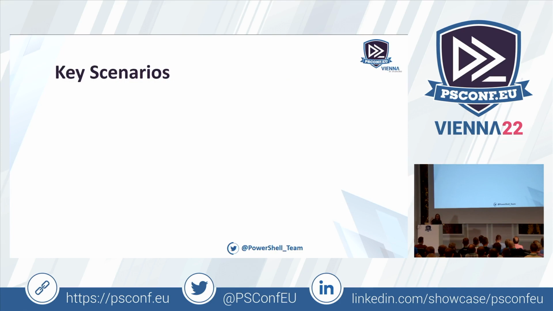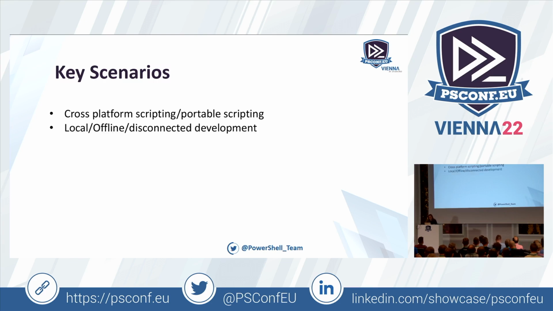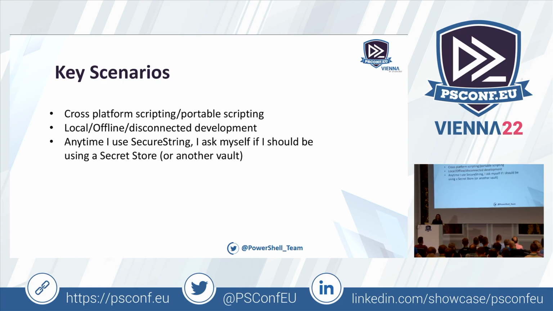So what are some key scenarios where you might have a little thought, maybe I should use Secret Store here, maybe it would be a good fit? I'm doing cross-platform scripting or portable scripting that I want to be able to work across various platforms, and I need secrets. Maybe I'm in a local or offline disconnected development environment, and so I need a local store. I can't necessarily guarantee that I'm going to be able to access my Azure Key Vault or wherever my remote vault is. As a general rule of thumb, anytime I'm using secure string or PAT or something like that, I ask myself, should I be using a secret store or maybe another vault?